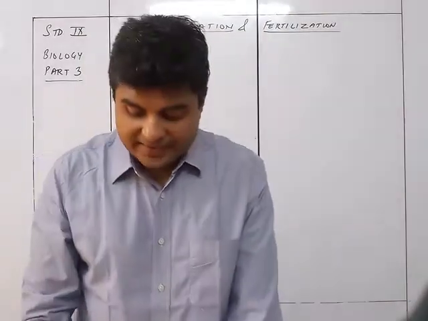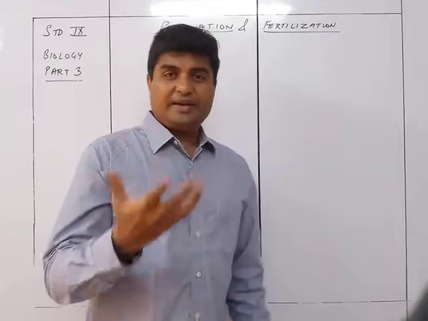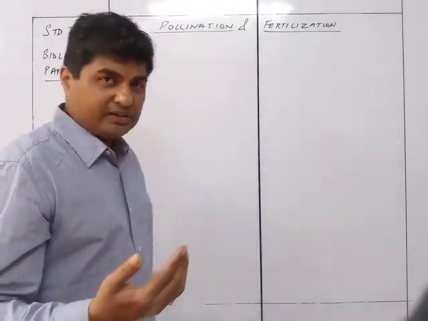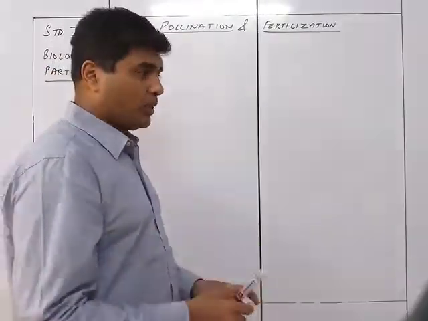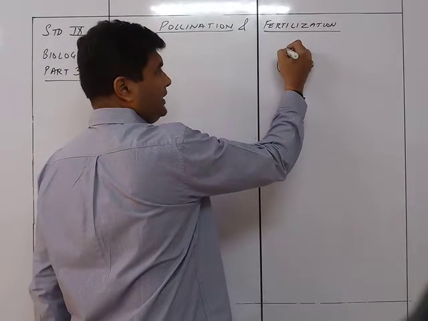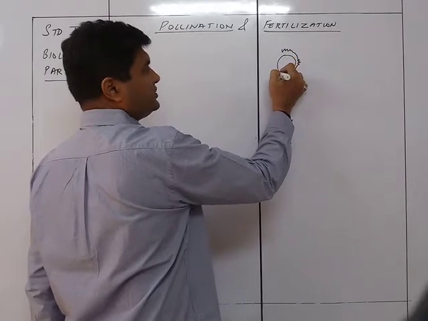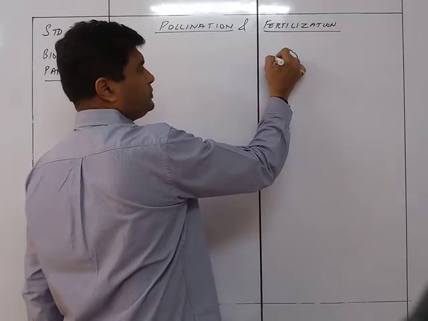So as I said, we are now going to discuss how fertilization takes place. We just saw the pollen grain. This was the pollen grain, and it had the outer exine and the inner one, which is intine, and then there is this particular thing.